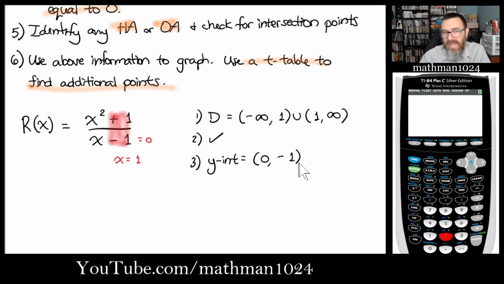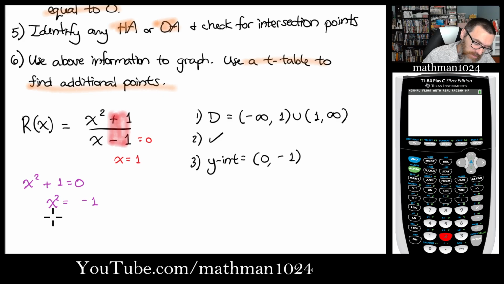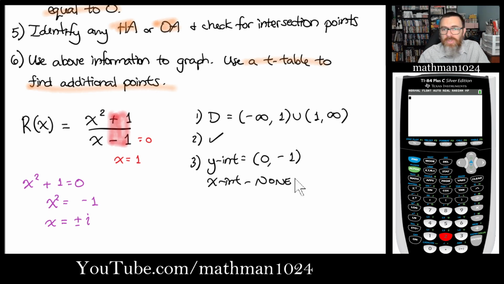We want to check for x-intercepts. So for x-intercepts, maybe you go up here to the side, you say, okay, I need to set this numerator equal to 0. But if I do that, I find out that x squared is equal to negative 1, which means x is equal to plus or minus i. So there are no real solutions to this. So that means for your x-intercepts, we don't have any. So it's not going to cross the x-axis whatsoever. Okay, so we've got the domain, we've got the y-intercept.